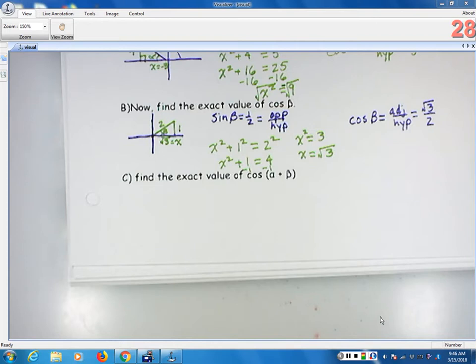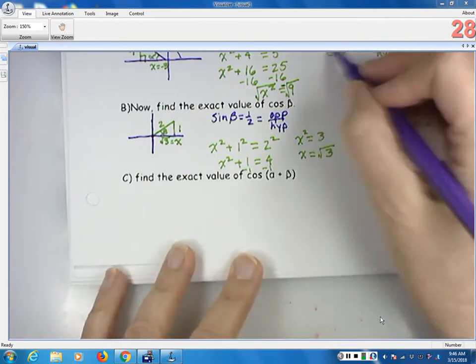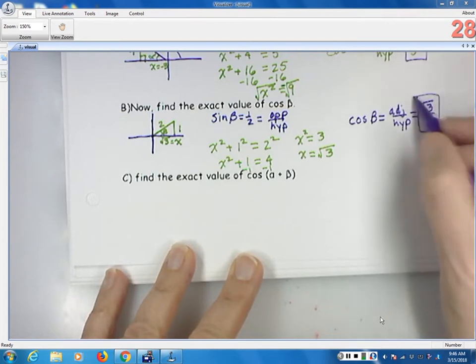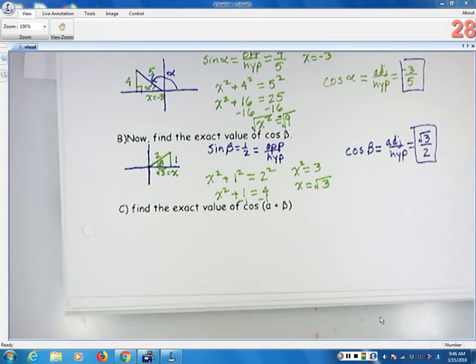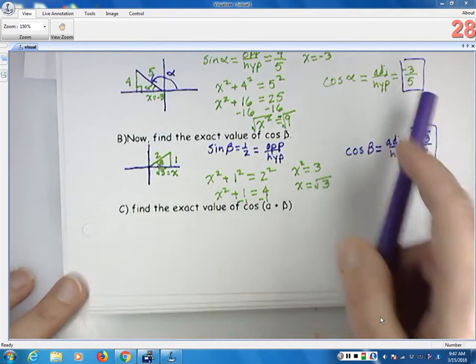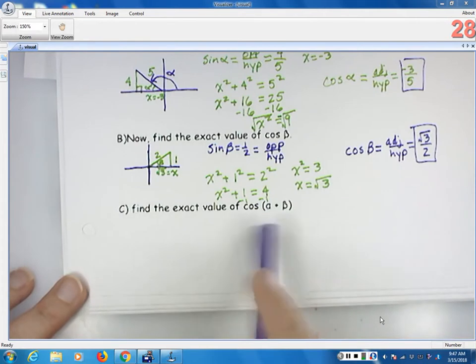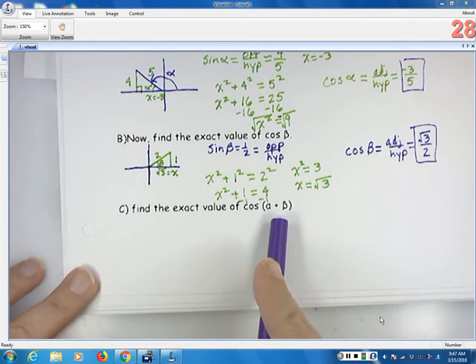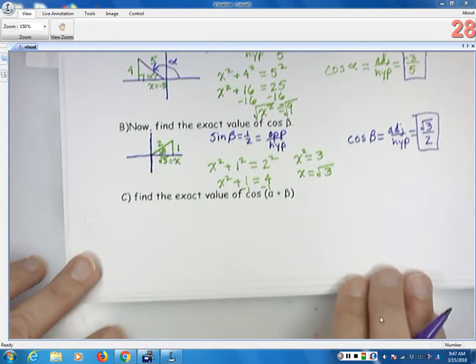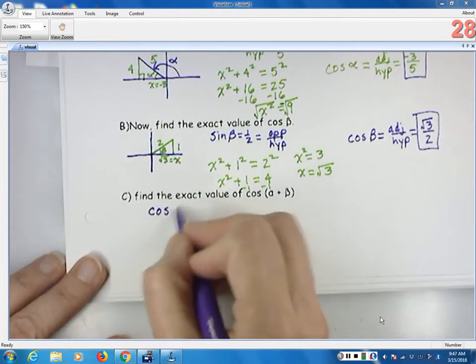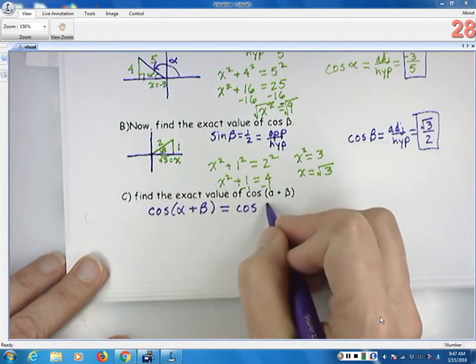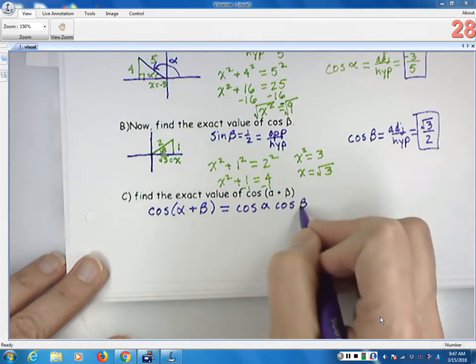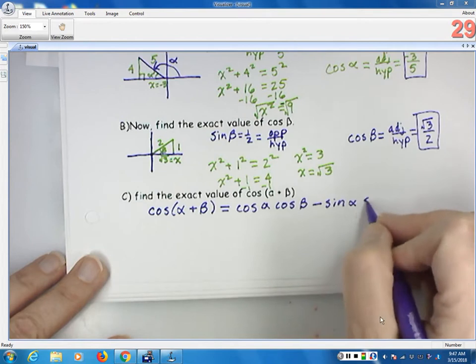So we found cosine of alpha, and we found cosine of beta. Now we're going to be on the new stuff. Find the exact value of cosine alpha plus beta. So we're stepping you through it. You have to find this first, and then that, and then you're going to use the angle formula up there. And since it's way up at the top of my page, I'll write it again. Cosine of alpha plus beta equals cosine of alpha cosine beta minus sine alpha sine beta.